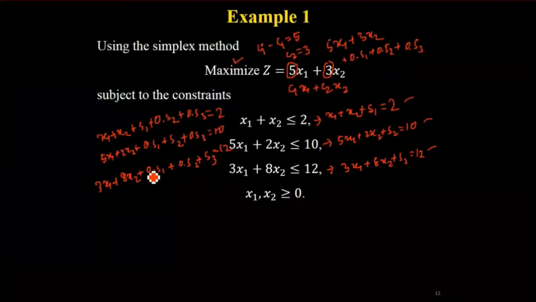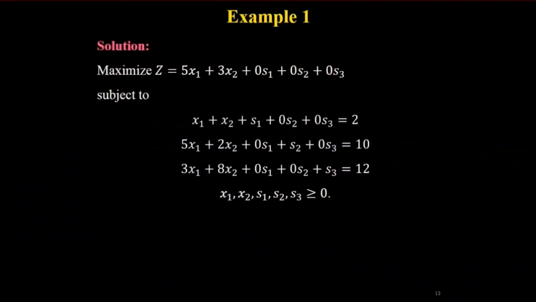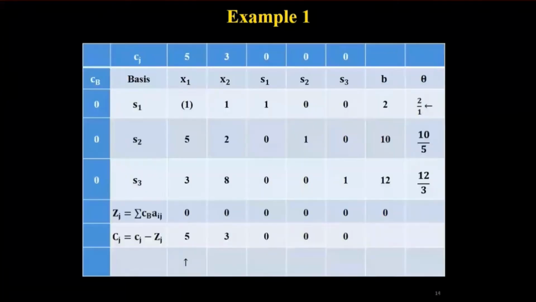So using this we will construct the first initial table. Okay, let us see how to do it. Whatever we have discussed, we have converted and written here. So this is the maximize and this is the new, modified objective function, and these are the first equation, second equation and third equation. Now we will start the table.